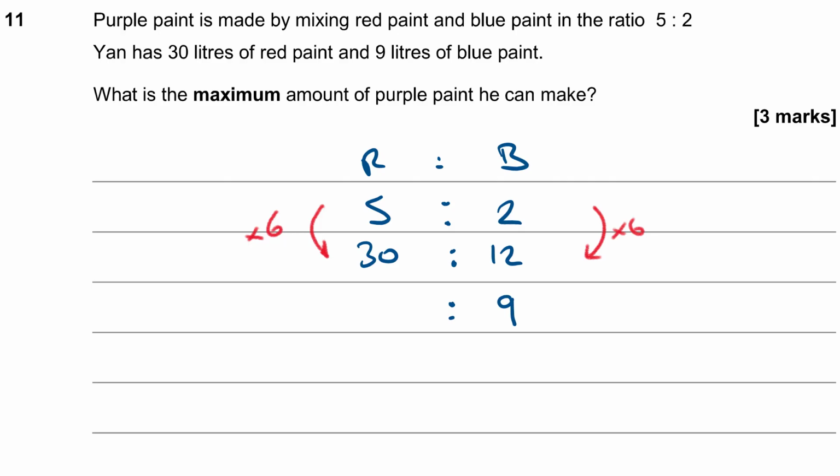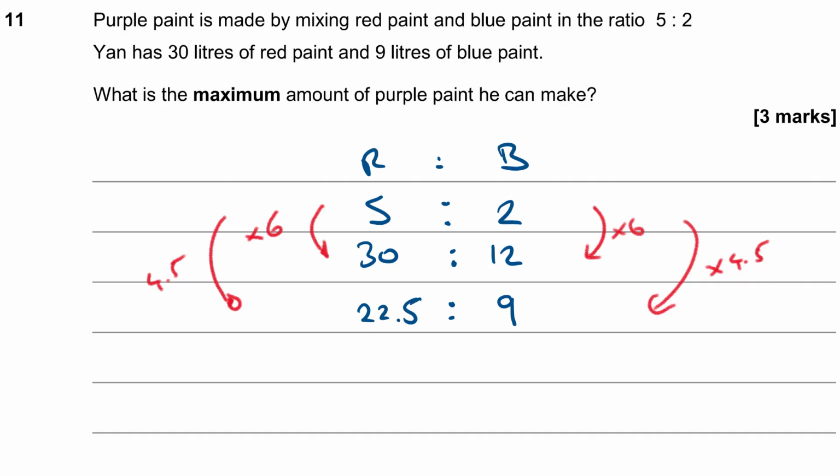So what do I have to multiply 2 by to get 9? I have to multiply it by 4.5, don't I? It's 4.5 times bigger. So if I multiply 5 by 4.5, what's that? 5 lots of 4.5: 9, 18, 22.5 litres of red paint.